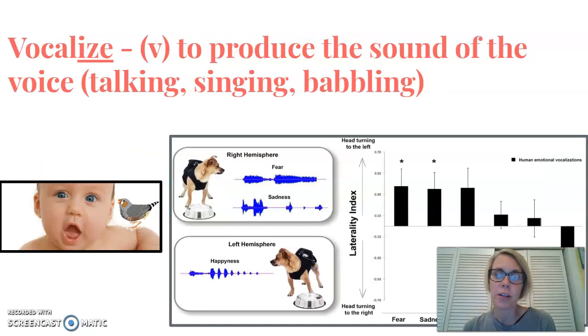The next word is vocalize. Say vocalize. The suffix is -ize. Adding -ize to the word vocal makes it a verb. It's an action. It means to produce the sound of the voice, whether you're talking, singing, or babbling.